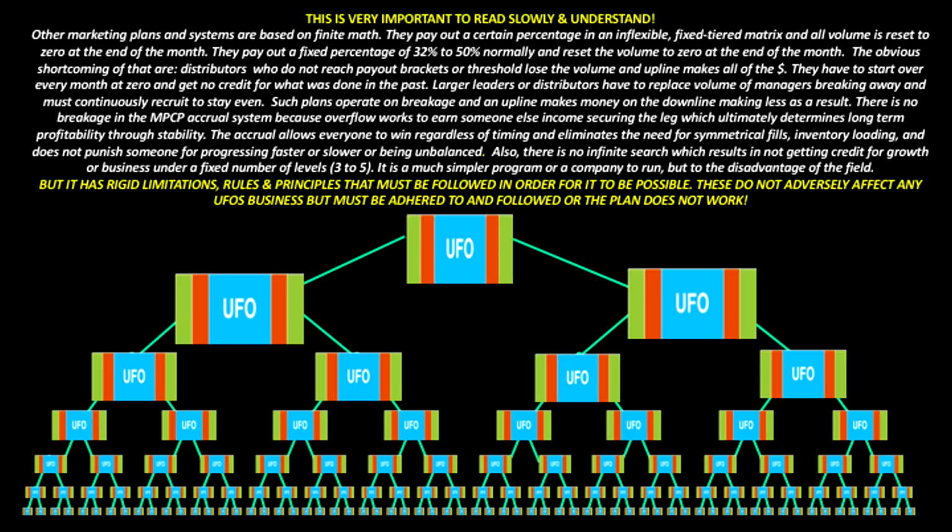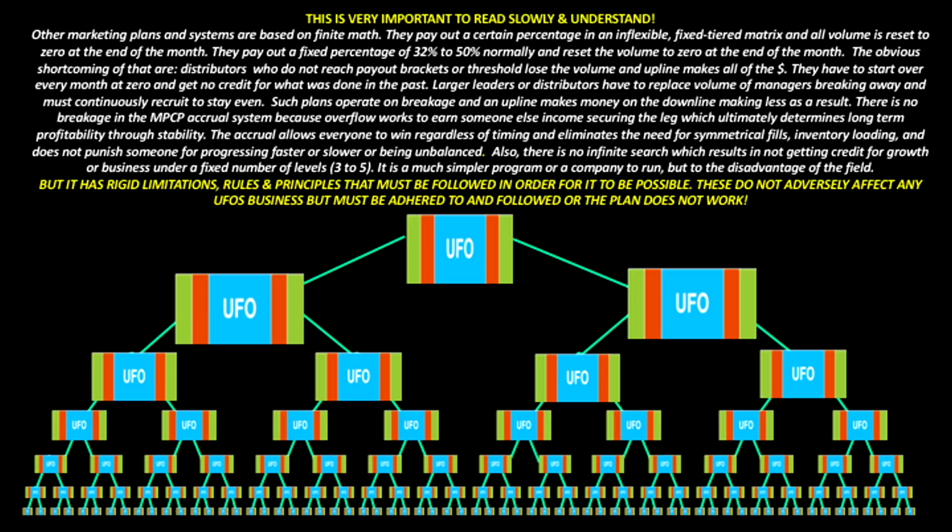And there is no breakage in the MPCP accrual system because overflow works to earn someone else's income, securing the leg, which ultimately determines long-term profitability through stability. And you need them both, profitability and stability. And the accrual allows everyone to win, regardless of their timing, and it eliminates the need for symmetrical fills, inventory loading, and does not punish someone for progressing faster or slower or being unbalanced. It all works out, and they have the opportunity to do what's necessary to still get paid.